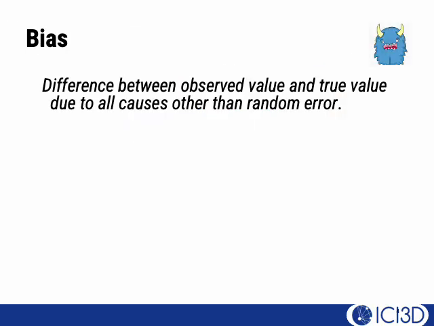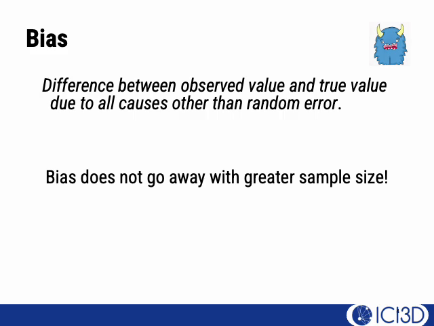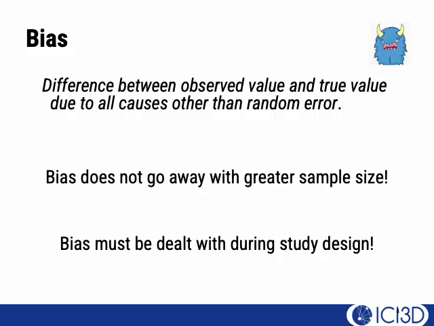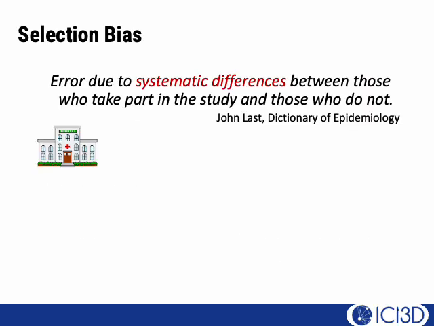Bias is the difference between observed value and true value due to all causes other than random error. Unfortunately, bias does not go away with greater sample size, but needs to be dealt with during study design. There are different types of bias, such as selection bias, which is error due to systematic differences between those who take part in the study and those who do not. For example, if we want to measure prevalence of a disease, we should not be enrolling participants at a health facility, because people accessing care are more likely to be sick than the general population.